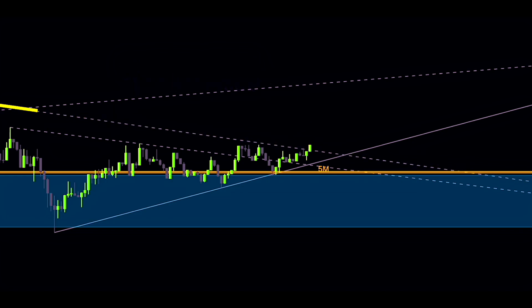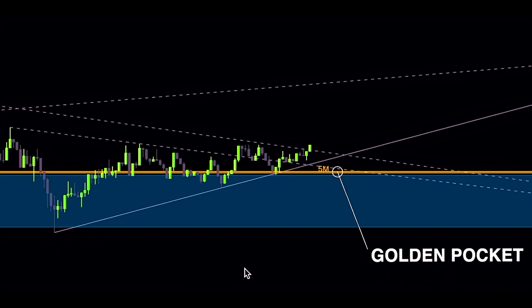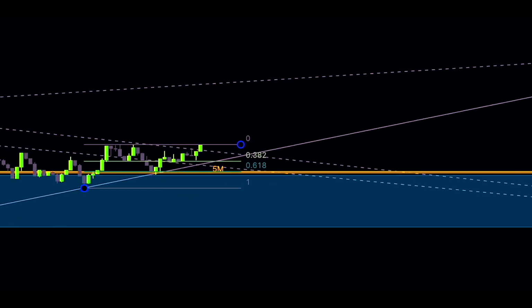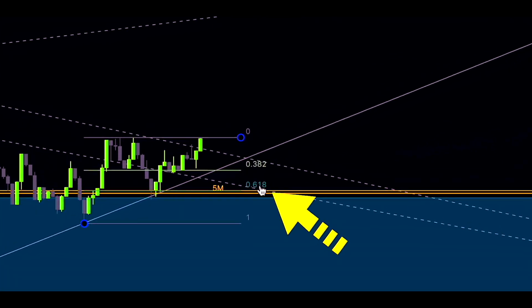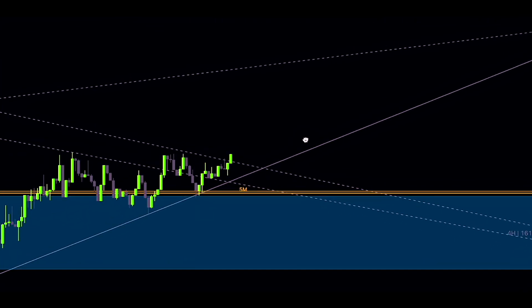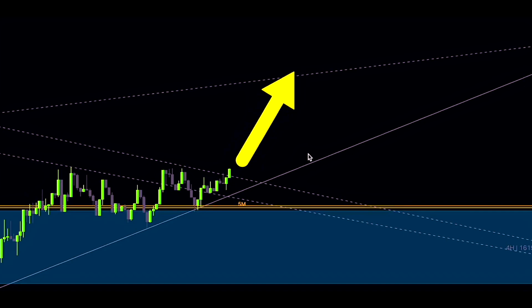One of the most unique functions of this indicator is the multi-time frame golden pocket. In other words, the 0.618 Fibonacci level. If we manually draw a Fibonacci retracement from the recent swing low to the swing high, you'll see that the golden pocket lines up exactly with the tool's highlight. When price pulls back here, the chance of a reversal is very high. Based on this technical setup, we'd expect price to push upward soon.